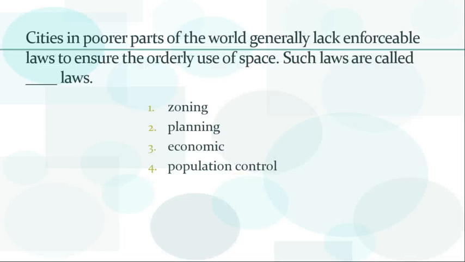And cities in the poorer parts of the world usually lack enforceable laws to ensure orderly space, and these laws, again, are called what? That's right, zoning laws. That's just a little review. Zoning is really important, and so areas can be zoned to be residential, commercial, mixed, industrial, whatever, okay?